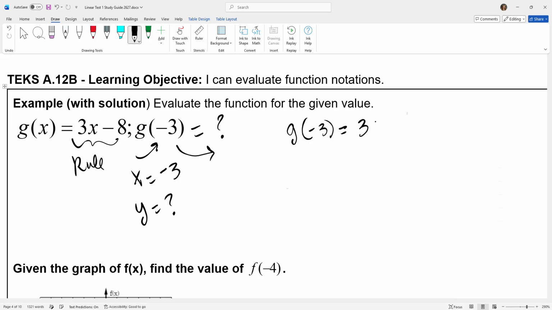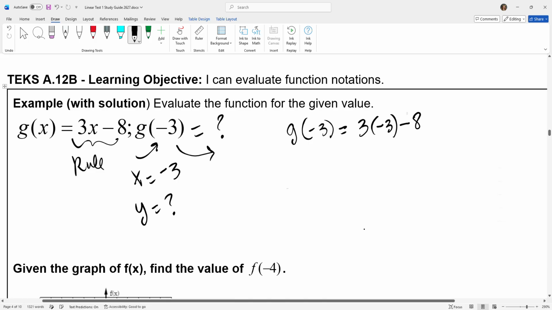Okay, I'm going to do 3, and then in the parentheses, I'm going to replace the x with our input, which is negative 3. Then I'm going to subtract 8. Now, to remind you, in this situation we are only simplifying the right side. We're not doing anything with the left side. We're just continuing the left side down. We're not solving an equation here. We are simplifying.